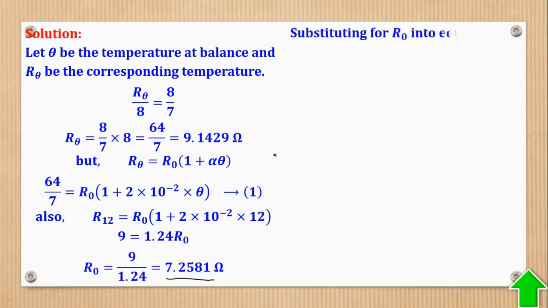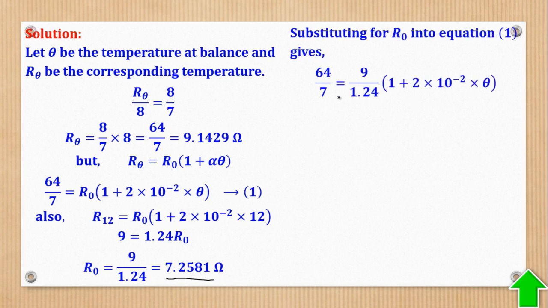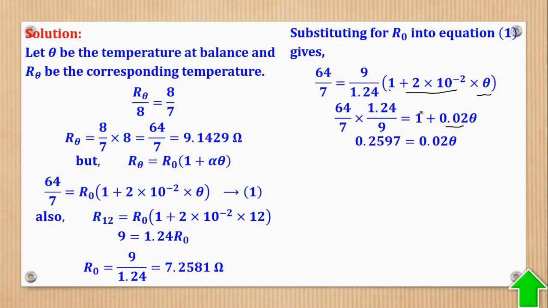So I'll come here and substitute for R naught in equation 1 to give you that step. Now here is only theta which is unknown, so I'll have to look for making the subject. First of all, I'll take this one this side by multiplying by that, by the reciprocal. Then this one is the same as 0.02 theta. So when I take this one this side, I'll come up with this equal to that. Then I make theta the subject, and that will be the answer they wanted.